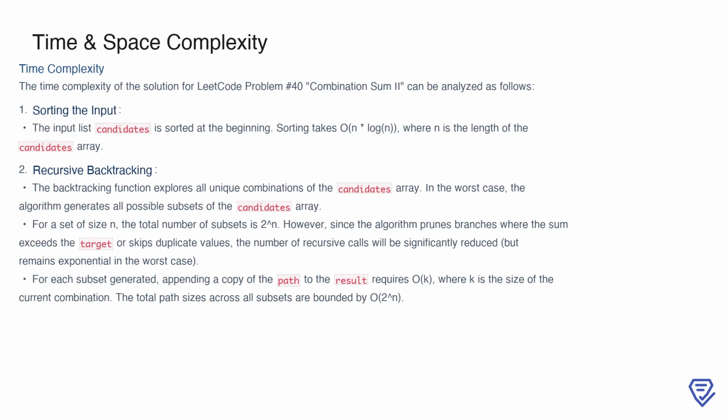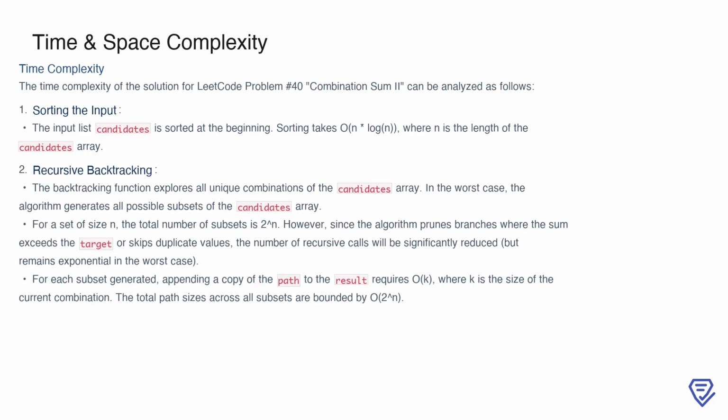Next, the recursive backtracking is where the bulk of the computation happens. In the worst case, the algorithm may explore all possible subsets of the candidates array. Since the total number of subsets for an array of size n is 2 to the power of n, this gives us an exponential number of recursive calls. However, the algorithm includes optimizations such as pruning branches where the sum exceeds the target and skipping duplicate values, which significantly reduces the number of recursive calls in practice. Despite this, the worst-case scenario still involves exploring exponential subsets.